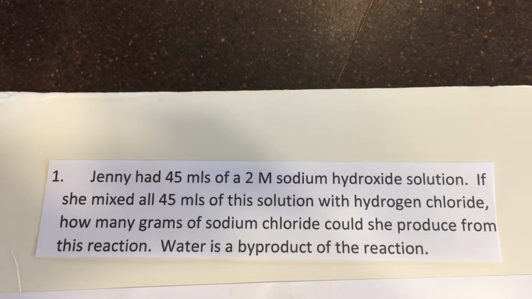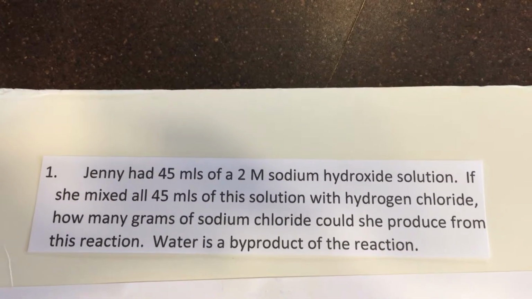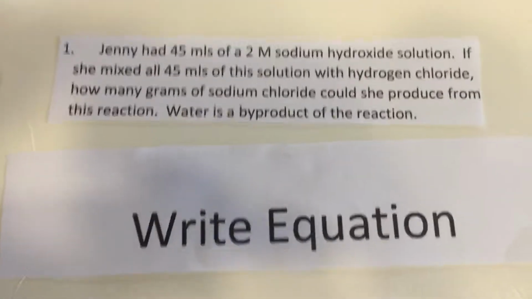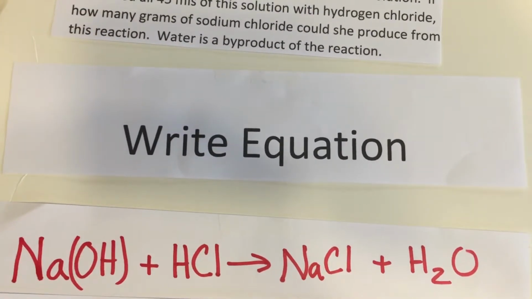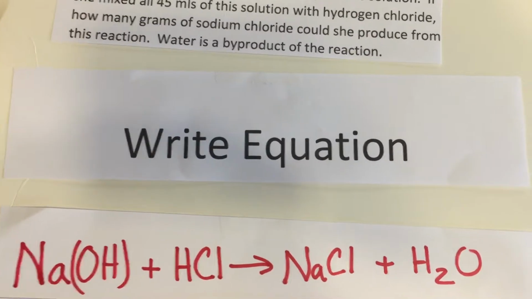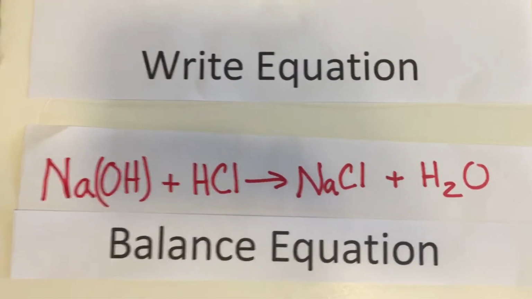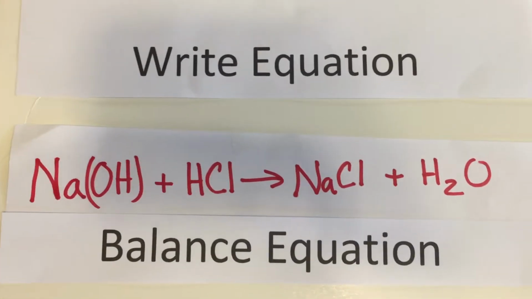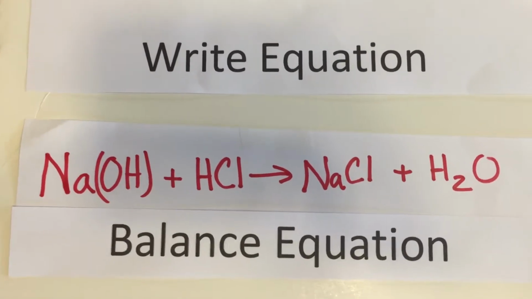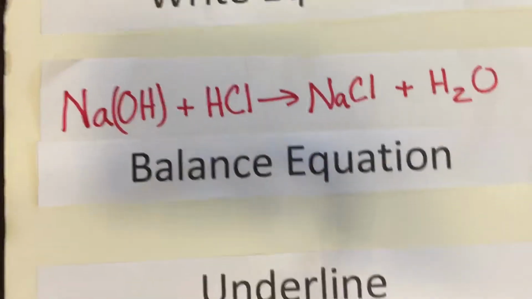Now, this has a lot of steps, but we'll just do them one by one, and hopefully this will all make sense. Okay, so the first thing you do is you write the equation. Sodium hydroxide plus HCl yields sodium chloride plus water. Then you balance it. Fortunately, this one's already balanced. If you want to double check, that would be fine. Just pause the video and count all of the components. But we're going to go with this is balanced.